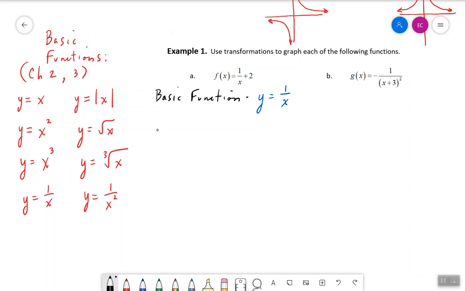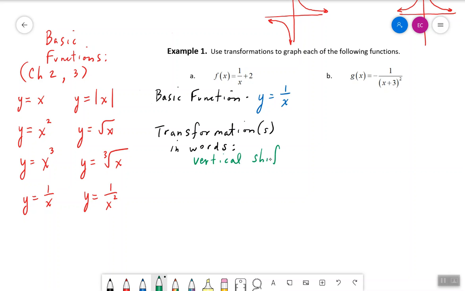And then we need to describe the transformations in words. There's just one transformation this time. It's to add 2 onto the basic function. What does that do? Since the plus 2 is outside the basic function, since the 1 over x happens first and then the plus 2 is afterward or outside, we say that that's a vertical change. It's a vertical shift up 2.